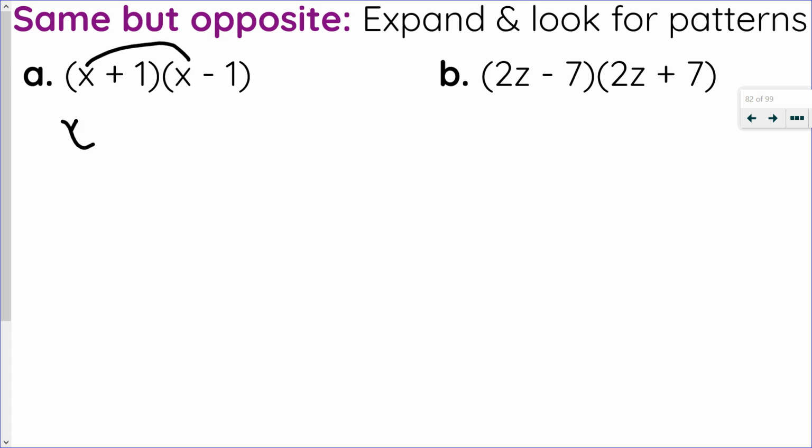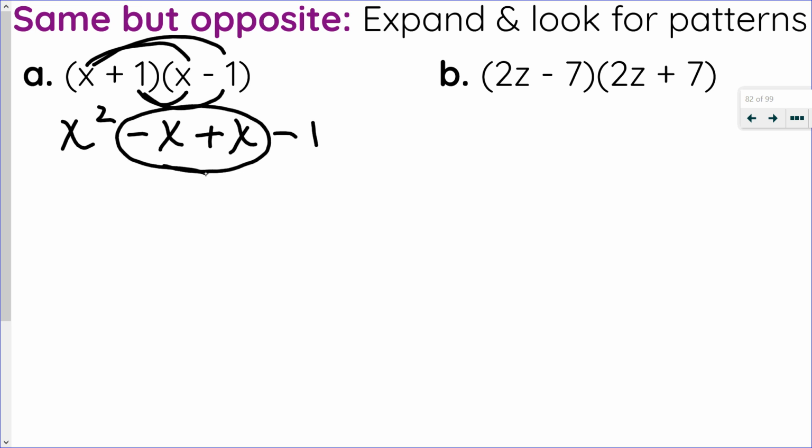So x times x is x squared, x times negative 1, 1 times x, and 1 times negative 1. So notice in the middle here, these cancel. Negative x plus x, that cancels. That's just 0. And I'm left with just x squared minus 1. Let's try that in the next one.